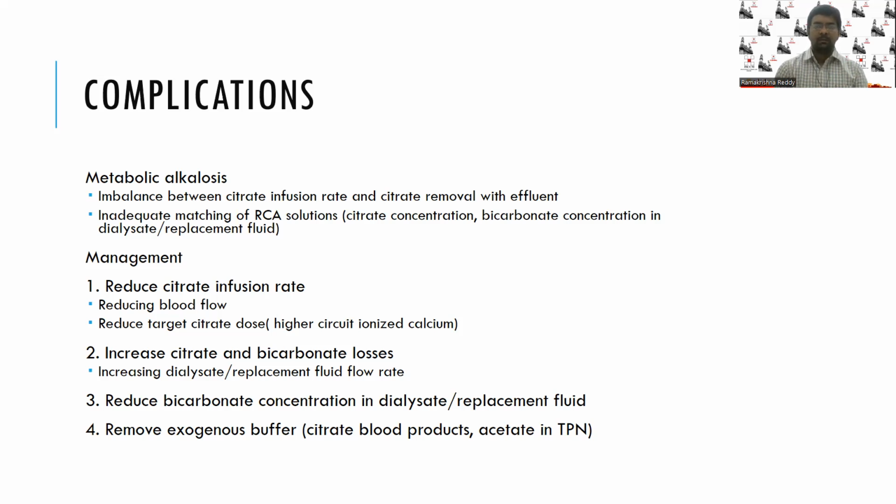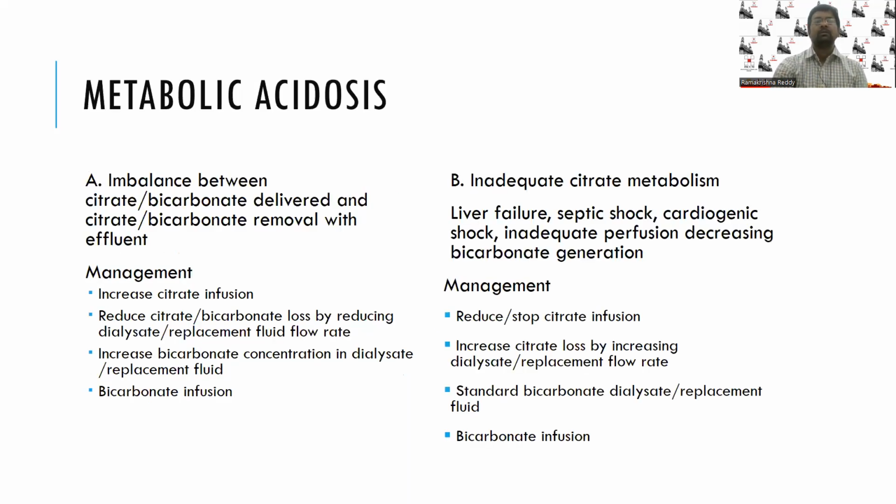And not only that, when there is a metabolic alkalosis, make sure that you are not administering any exogenous buffer. For example, blood product preparations can contain citrate as an anticoagulant. So when you are giving a blood product, that citrate can get accumulated and lead to alkalosis. And some of the TPN preparations contain acetate, which is also an alkali. So you need to consider this when there is metabolic alkalosis.